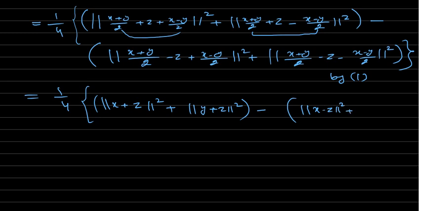Good. It is now here. Sorry. Then it will be x minus z. Okay, x minus z. So here it will be y minus z. Okay. So that's equal to that 1 by 4 times this.